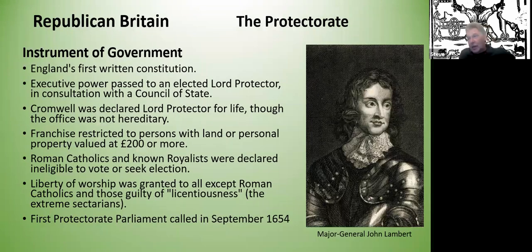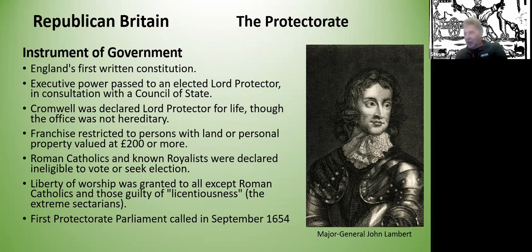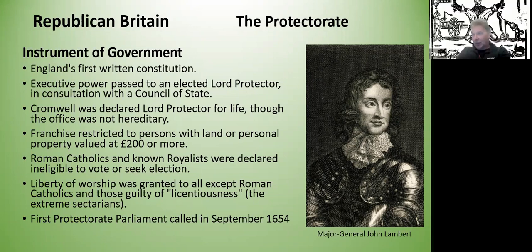So this is where we get the beginning of the Protectorate. They presented the Instrument of Government, a constitutional settlement drafted by Major General John Lambert. It was adopted by the Council of Officers, and then the nominated assembly surrendered its powers to Cromwell in December.